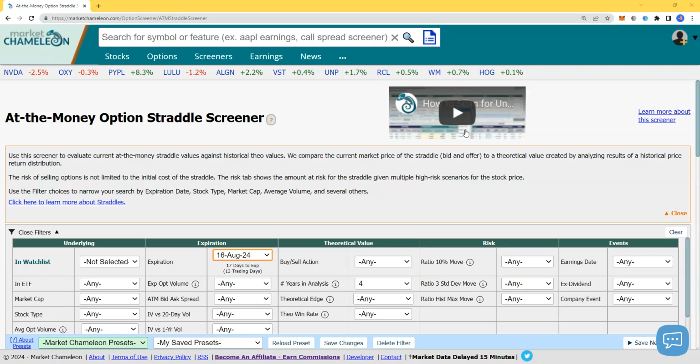How to find straddles to sell for passive income using Market Chameleon. This is what we're doing today. We're going to look at the at the money option straddle screener for the sell straddles.